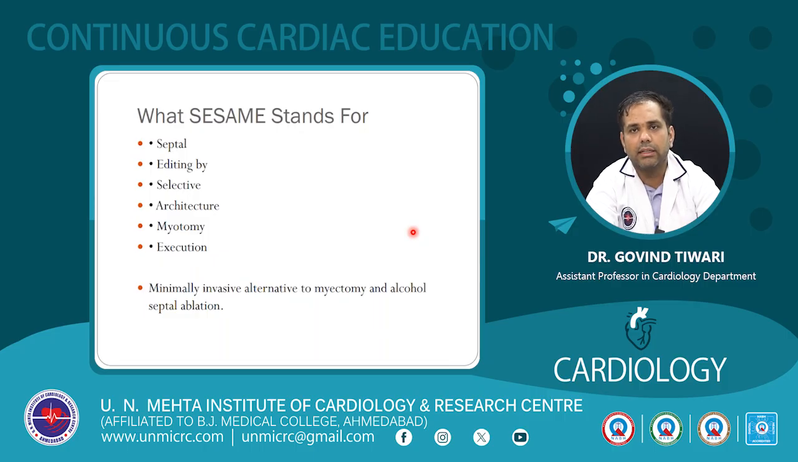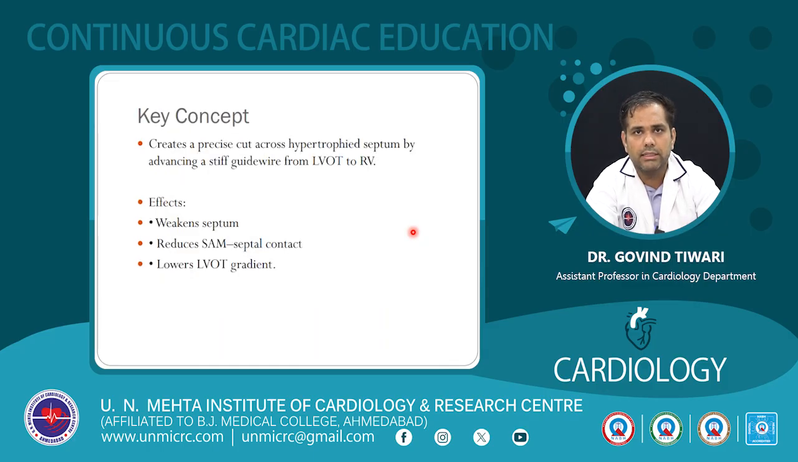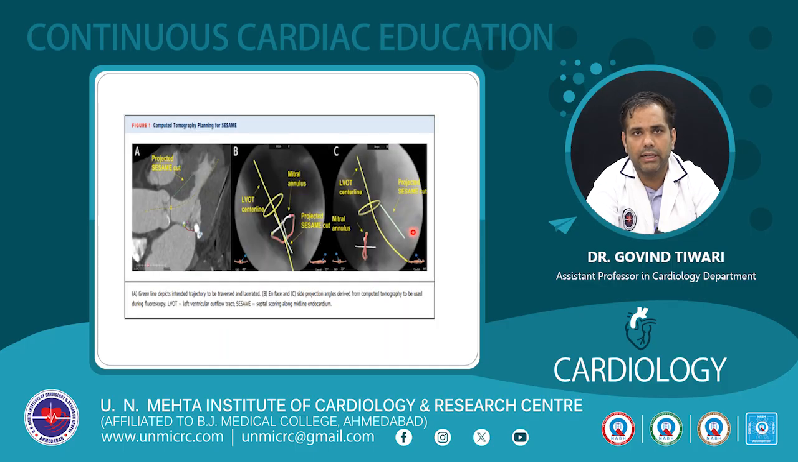It acts by distorting the architecture of the interventricular septum so that the gradient decreases. It doesn't involve dissection of the myocardium, nor does it require any alcohol to be injected in the myocardium. The key concept is that it creates a precise cut across the hypertrophied septum by advancing a stiff guide wire from the LVOT to the RV. Effects: it weakens the septum, reduces SAM septal contact, and lowers the LVOT gradient.